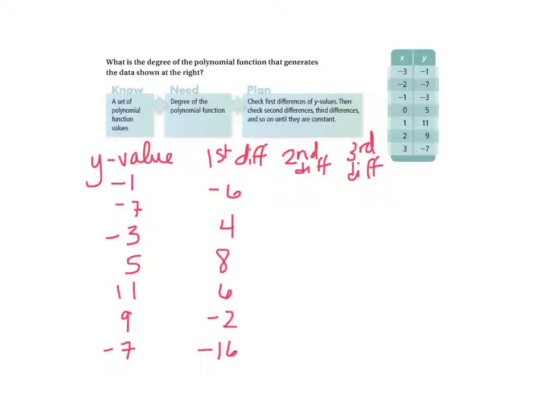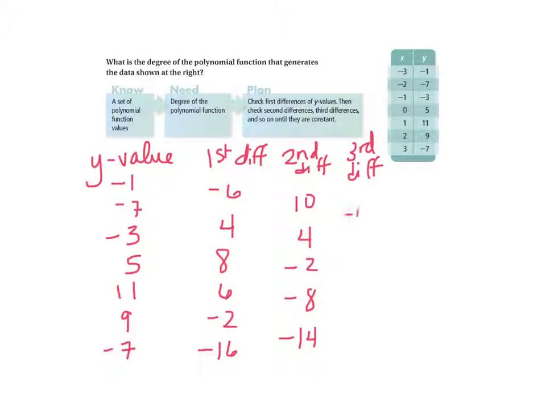So 4 minus -6 is 10. 8 minus 4 is 4. 6 minus 8 is -2. -2 minus 6 is -8. -16 minus -2 is -14. All right, now let's do it one more time.